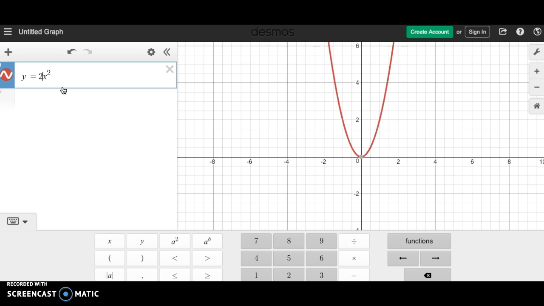If I put a 2 with the leading term, that narrows the parabola, and if I put in a fraction, in this case I'm going to put in a decimal to make it easier. So if I put a 1/2 in front of it, it's going to be wider.